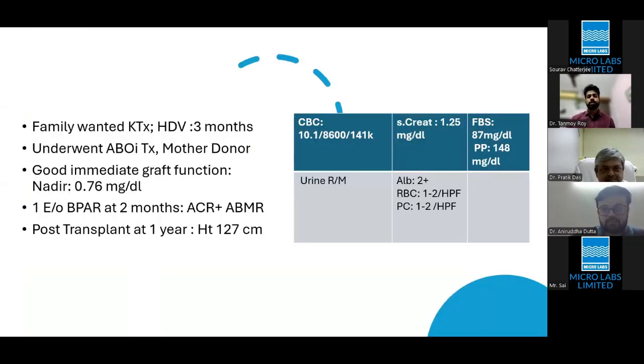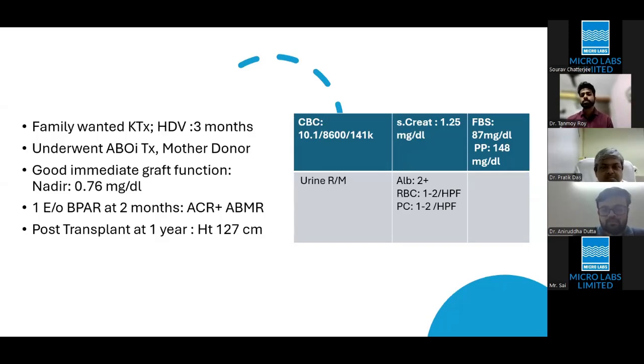Family wanted a kidney transplant. After HD vintage of 3 months, underwent ABO incompatible transplant, mother donor, good immediate graft function, nadir creatinine 0.76. One episode of biopsy proven acute rejection at 2 months, ACR plus ABMR. Post-transplant at 1 year, height 127 centimeters.